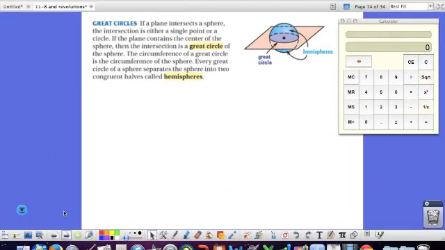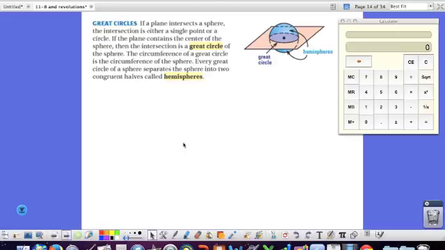Great circles. Sounds fascinating. If a plane intersects a sphere, the intersection is either a single point or a circle. If the plane contains the center of the sphere, then the intersection is a great circle of the sphere. So basically, a great circle of a sphere is a circle that contains the center of the sphere. The circumference of a great circle would then be the circumference of the sphere.